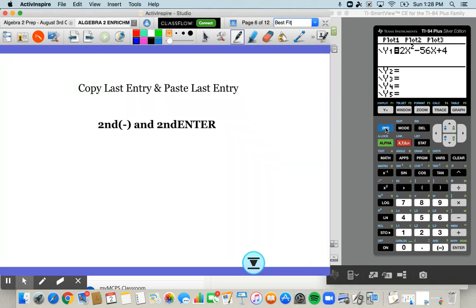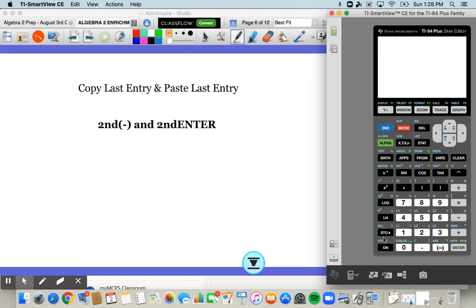So, copying and pasting your last entry and the last answer. Let's say I did 2 plus 6 minus 5 plus 4 times 7, enter. And I wanted to pull that up again because I wanted to change something about it. If I push second enter, it's going to pull that up. And then maybe I can go back and I'm like, oh, I meant for that to be a 3. Or I meant for that to be a minus. So that might come in handy to you.